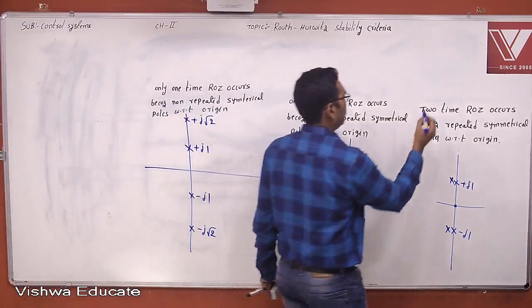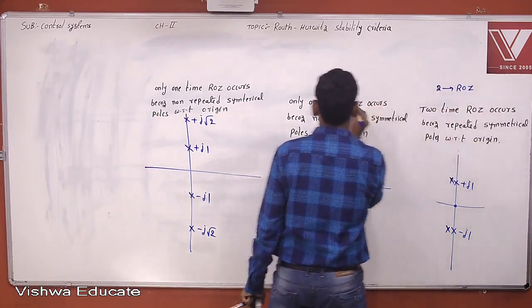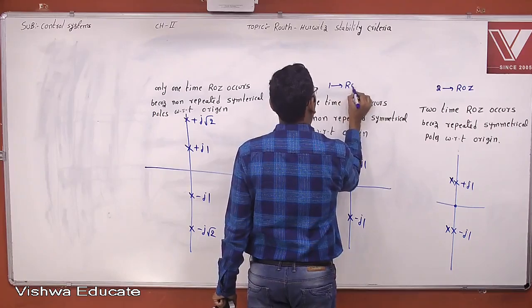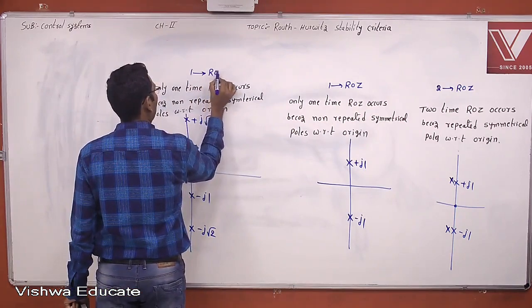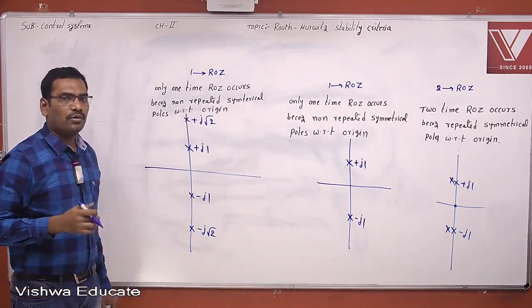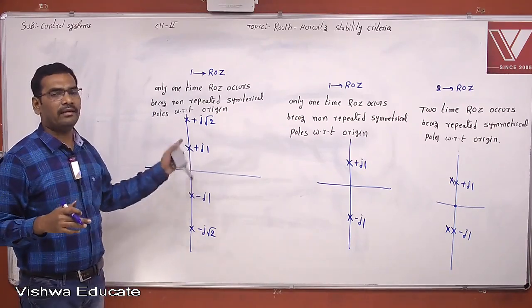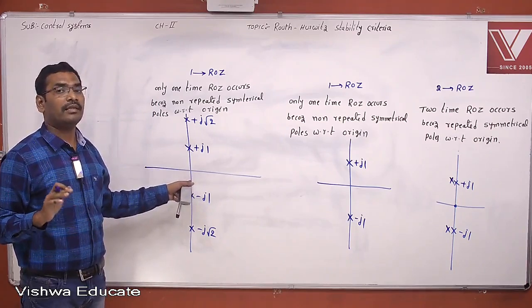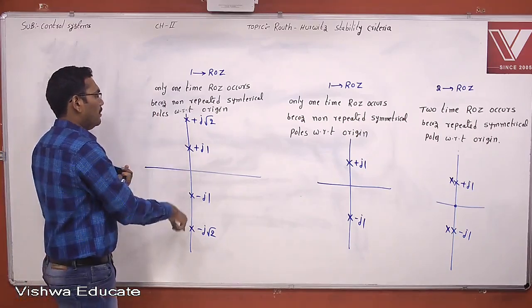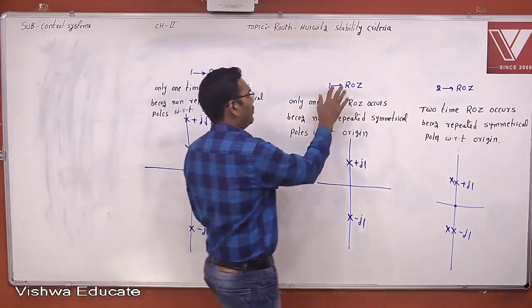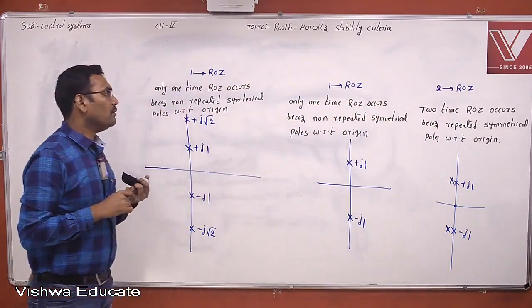Therefore, here 2 times the row of zeros, here 1 time, here also 1 time the row of zeros occurs. So repeated poles on the imaginary axis, or repeated poles in the S-plane with respect to origin, will give the number of times the row of zeros occurs. Non-repeated, therefore only 1. Repeated, therefore the rows of zeros are 2. Okay, note down this.